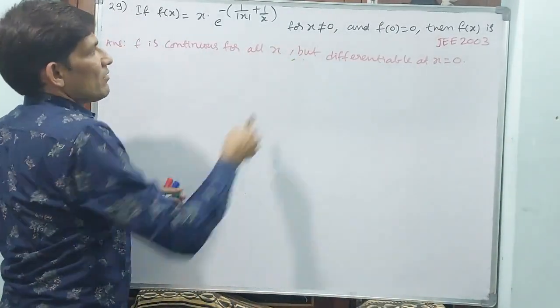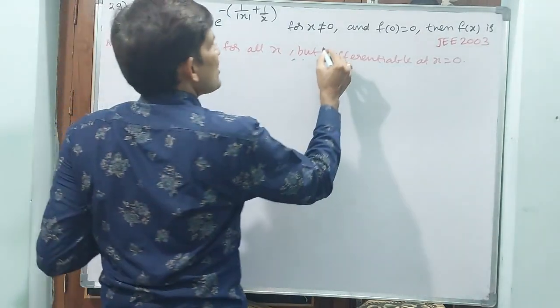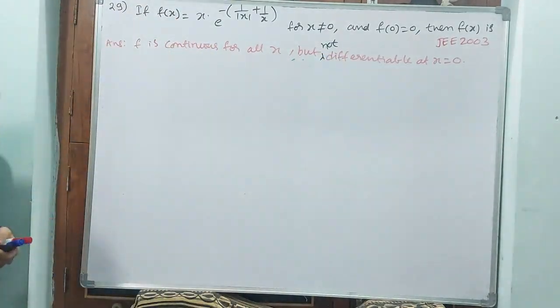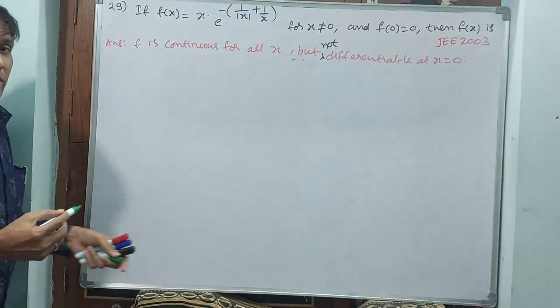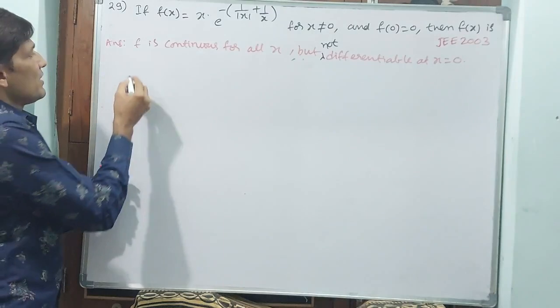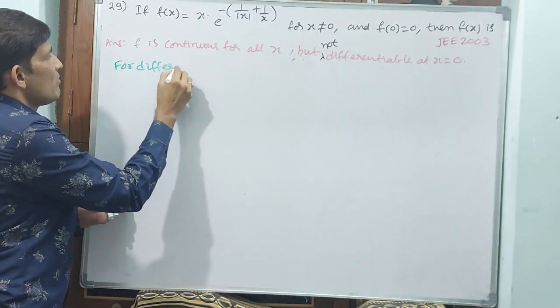See, a small mistake I have written. The function is continuous for all values of x, but not differentiable at x is equal to 0. Not differentiable at x is equal to 0. See, for differentiability at x is equal to 0, at any value, see what I am writing for differentiability again.